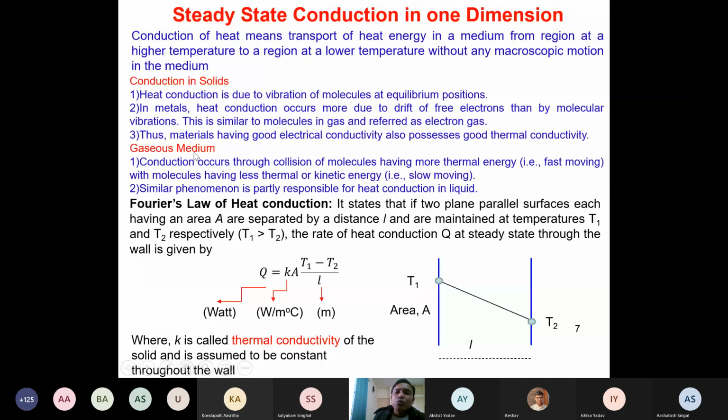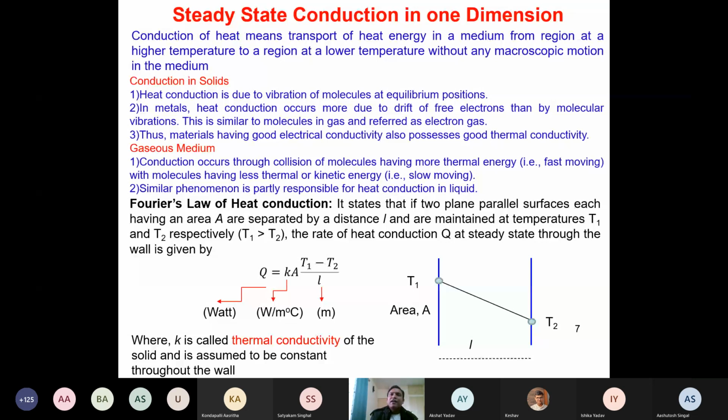And this is primarily the reason why the good electrical conductors are also good conductors of heat. So the materials having higher electrical conductivity also possess good thermal conductivity. This is primarily because the heat is conducted by the movement of the electrons. Okay. So unlike the solids, in gaseous mediums, the conduction occurs through the collision of the molecules having more thermal energy with molecules having less thermal or kinetic energy.